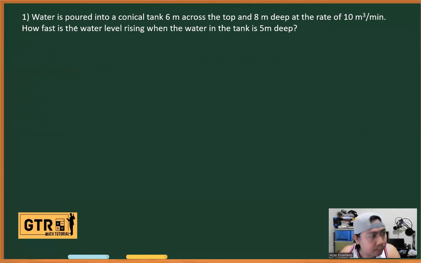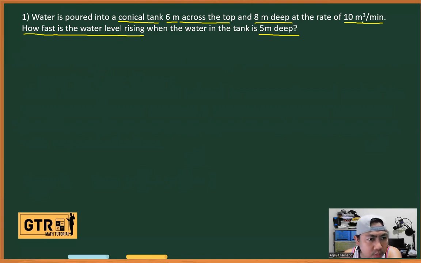So water is poured into a conical tank 6 meters across the top. So given natin conical tank, so cone. 6 meters across the top, ibig sabihin ito yung diameter ng conical tank. And 8 meters deep, at the rate of 10 cubic meters per minute. So ito na ang question: how fast is the water level rising when the water in the tank is 5 meters deep? So ang hinahanap natin dito, how fast is the water level rising? So yung pagtaas ng water level, no?